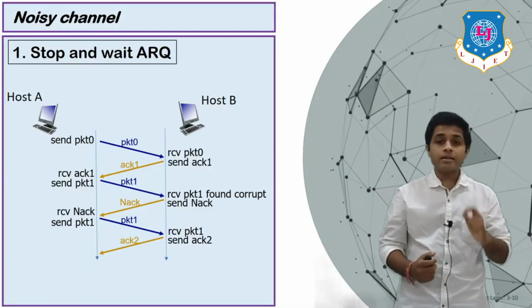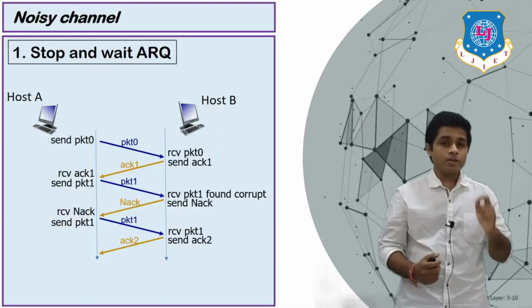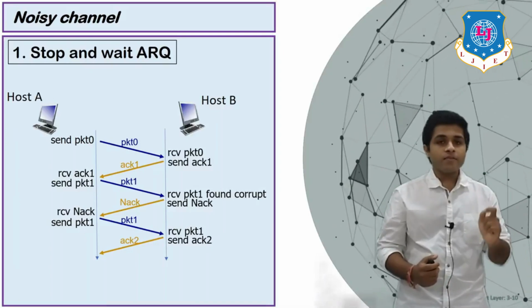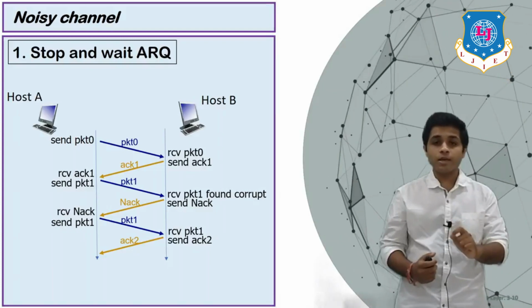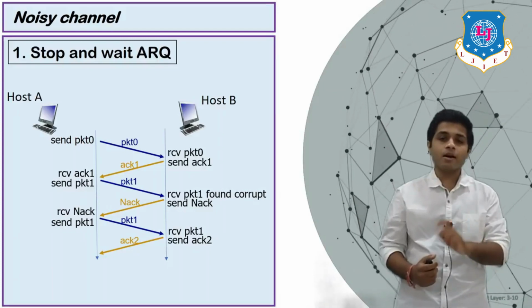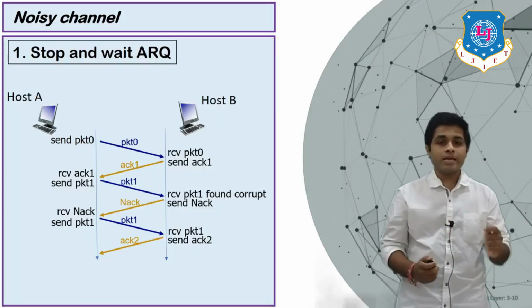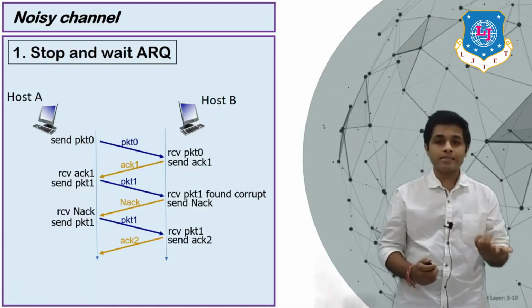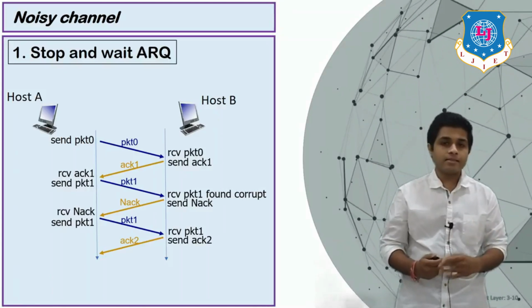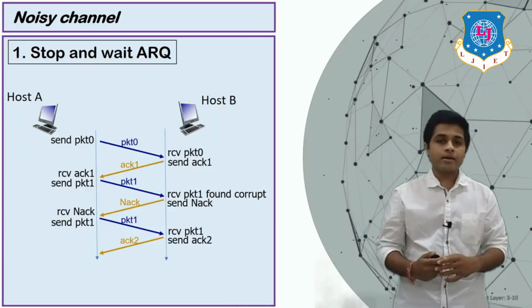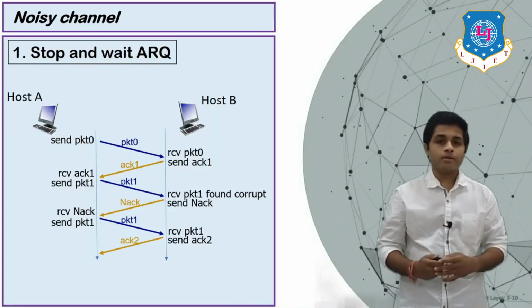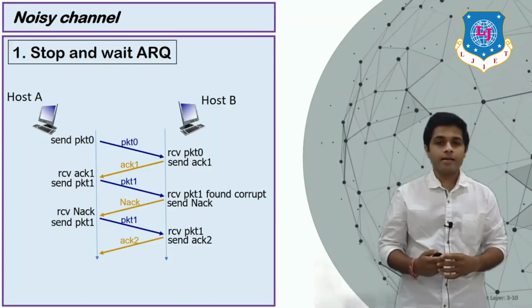When the sender receives the negative acknowledgement, it knows that the receiver has received the packet successfully, but the packet is corrupted. So A will send the packet again. So you can see that packet 1 is sent, packet 1 is sent again by A, and B will send the ACK2.